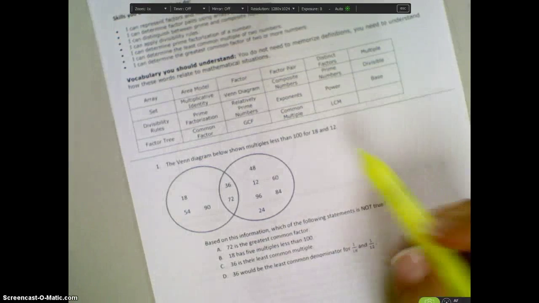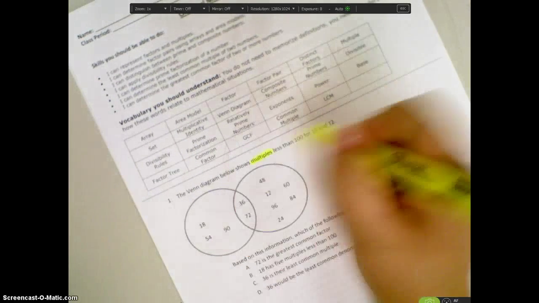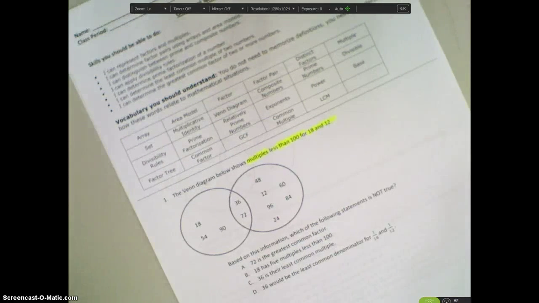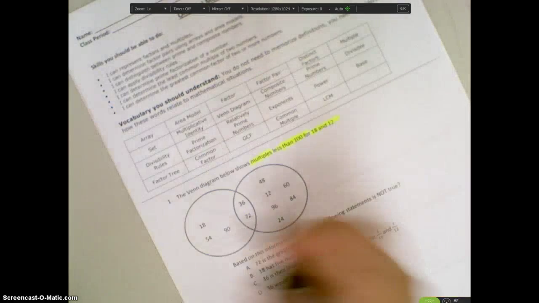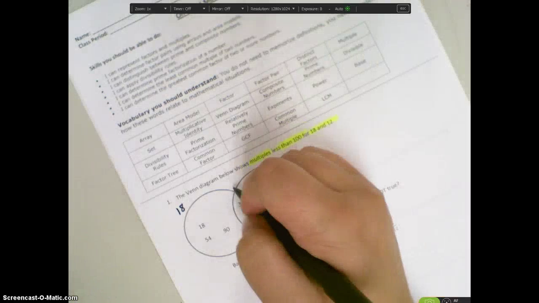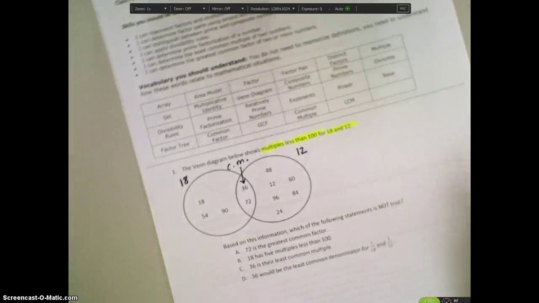The Venn diagram below shows multiples less than 100 for 18 and 12. So we're looking for multiples less than 100 of 18 and 12. This Venn diagram didn't do a very good job of labeling, so this is actually going to be for our 18, and this is going to be for our 12. In the middle is where we're going to have our common multiples. That's what CM is going to stand for, common multiples.